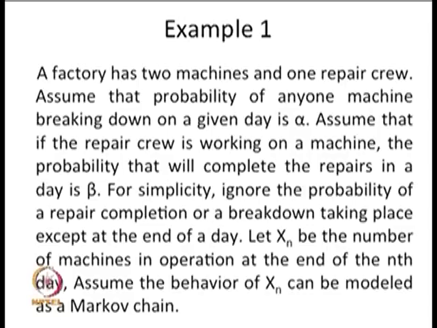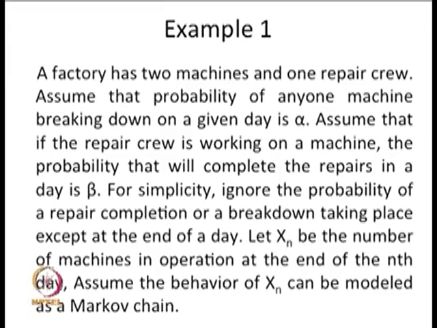So, this will form a state space capital S. S consists of the elements 0, 1 and 2, and X n over n is going to form a discrete time Markov chain, because it is a discrete time, discrete state stochastic process, and also, based on the clue, the number of machines working on any day depends on how many machines were working on the previous day and how many are under repair and so on.